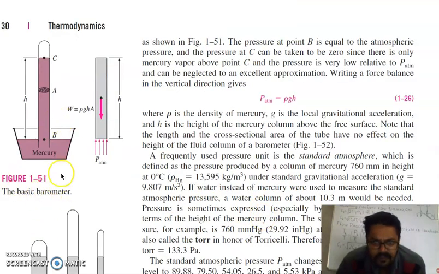So you can see in this figure, this is your basic barometer, this is your mercury in the tube, and this tube is upside down. So what will happen? Due to the atmospheric pressure, the mercury level in the tube will rise, and this height will give you the atmospheric pressure.